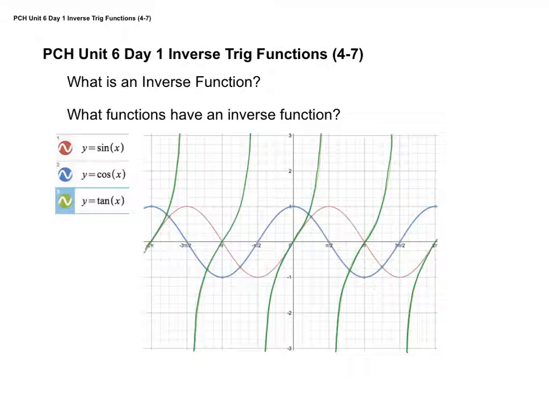So let's use the example of sine here. Instead of y equals sine of x, we could switch it and make it x equals the sine of y. Now, we would have to solve this, okay? And in order to solve it, we have to use what's called the inverse sine function. Okay? So we take the inverse sine of the sine of y.